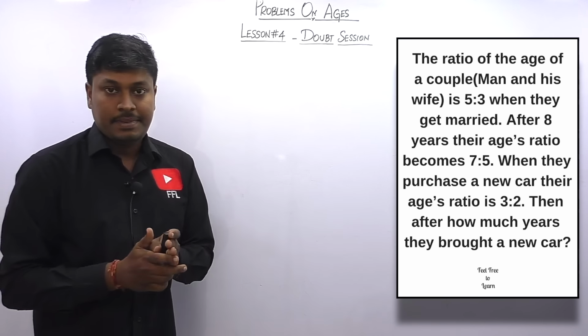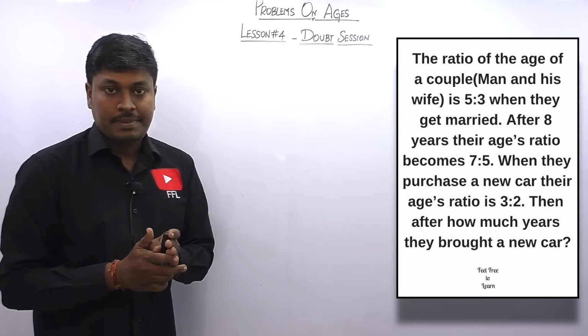So 20 and 12 will be the age of the man and the age of the woman at the time of marriage, right? And in between, after some years, they have purchased a car, and after purchasing the car the ages are in a ratio 3:2. Let me do one thing. We know that the man's age at the time of marriage is 20 and his wife's age at the time of marriage is 12. So 20 plus some years, divided by the wife's age plus some years, the ratio becomes 3/2.